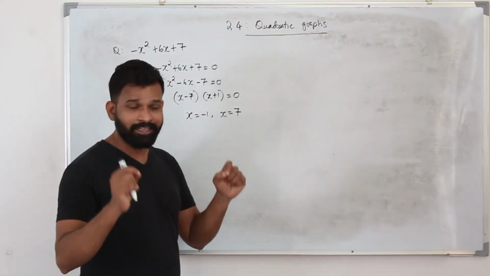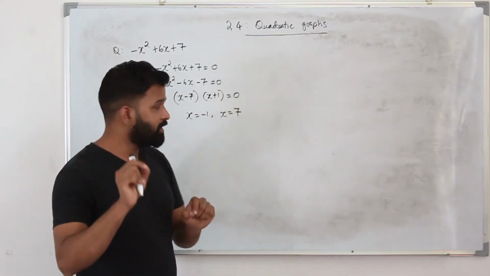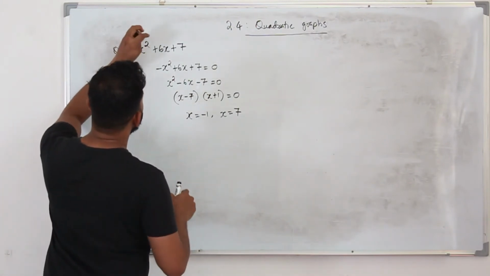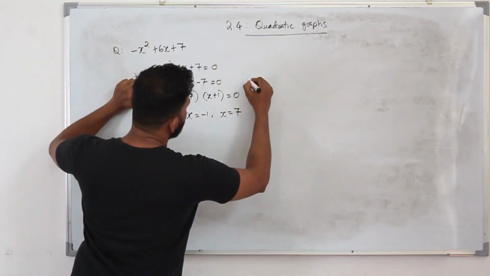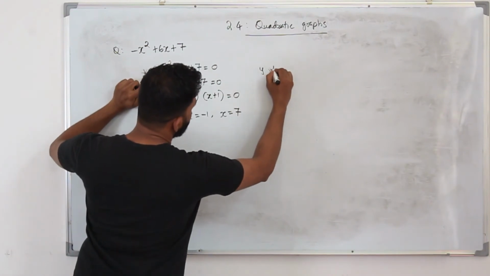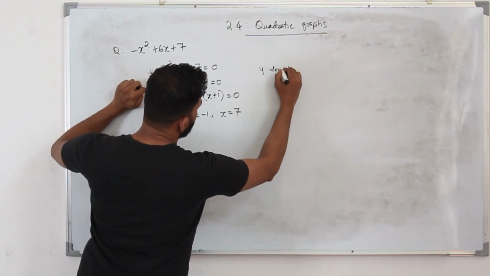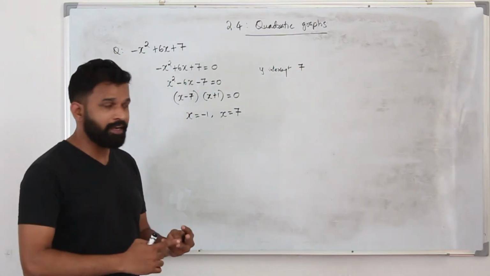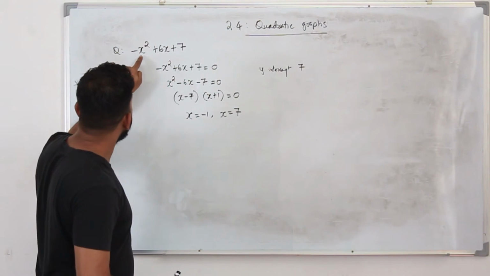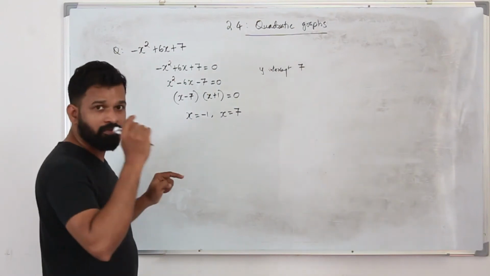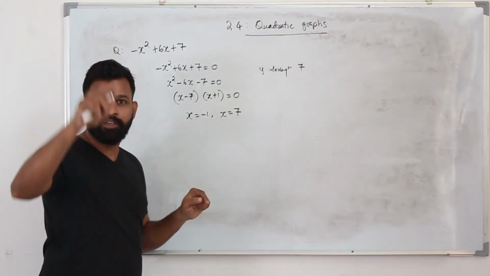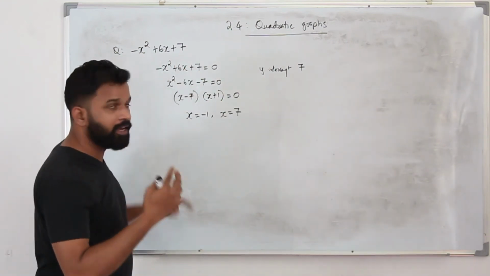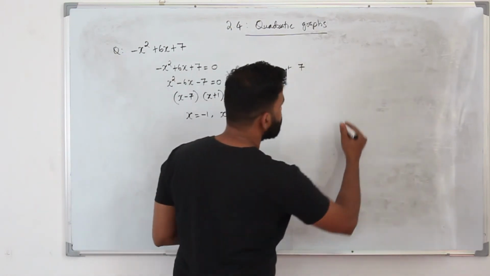These are the x-intercept points where the curve meets the x-axis. Now the y-intercept: when you replace x by 0, your y-intercept is 7. You got the x-intercepts and the y-intercept. Now what is the coefficient of x squared? Don't ever forget this. Don't always go and draw a U-shaped curve. This is an upside down curve because the coefficient of x squared is negative 1.